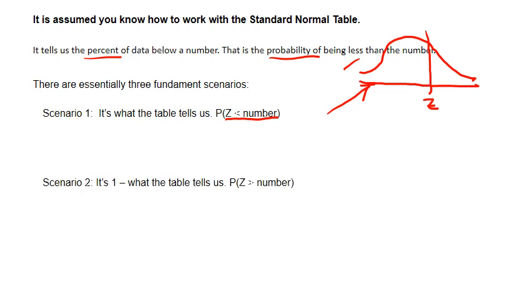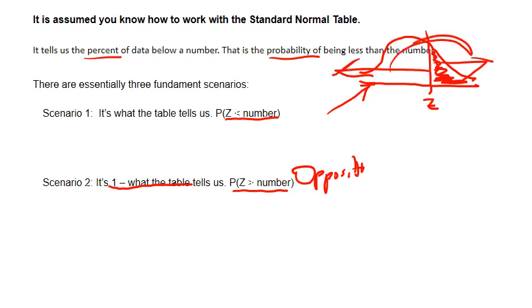Scenario 2, it is the opposite of what the table tells us. We are above the number. So it's 1 minus what the table was telling us, right? The opposite, right? In other words, if I look at the little diagram up here, I will be above the number, right? But again, the table is telling us what's below it. Those are opposites, and so since they're opposites, we're subtracting from 1.